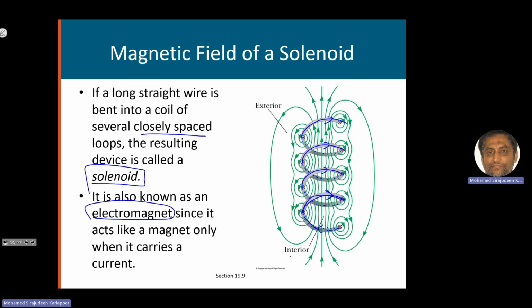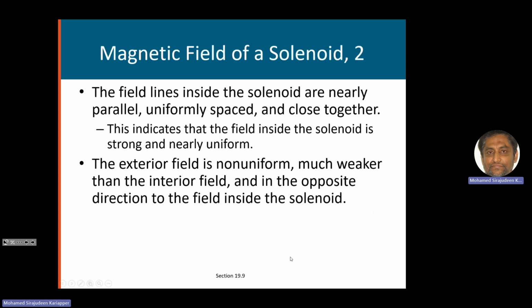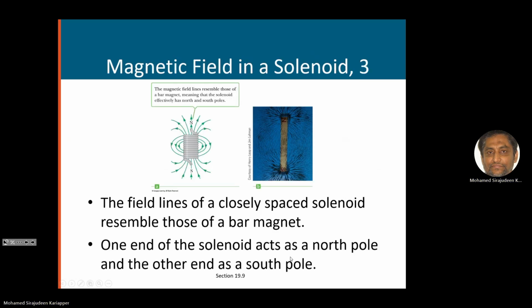A bar magnet with the south pole and the north pole. Whenever there is a current, it's a magnet. When the current is switched off, is it a magnet? No. So we call it electromagnet. Field lines inside the solenoid are nearly parallel, very closely spaced. And outside the solenoid the field is very weak, almost zero.